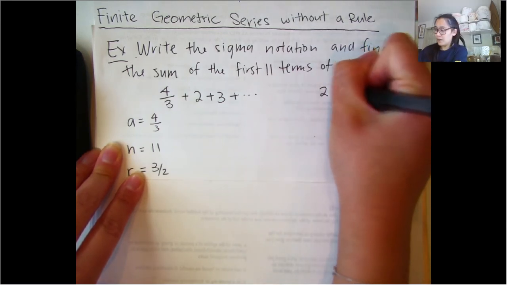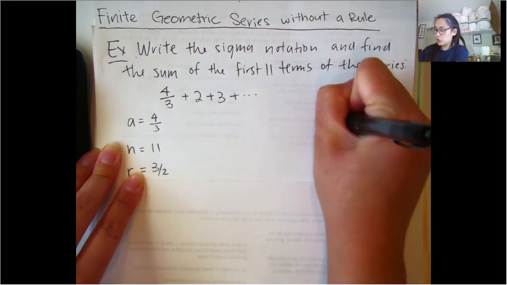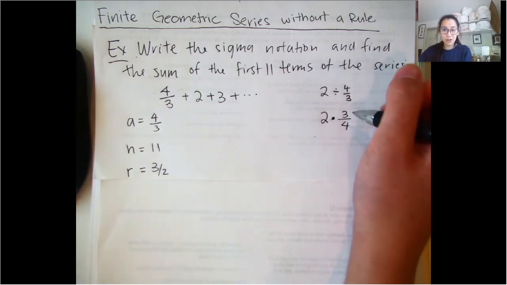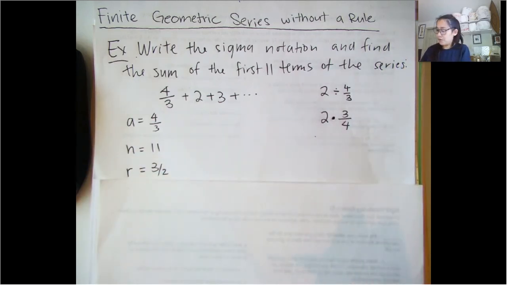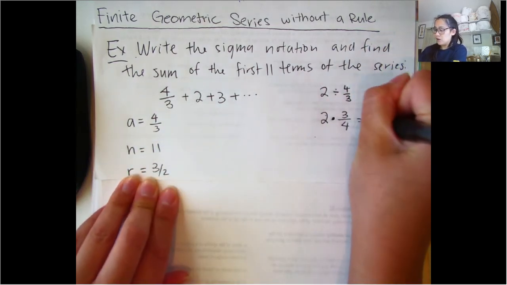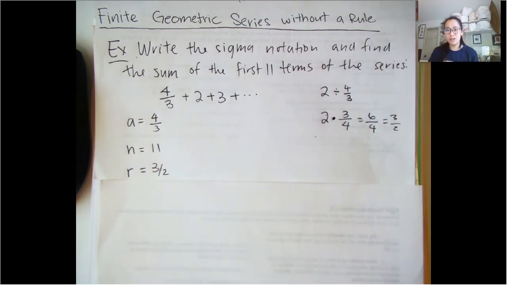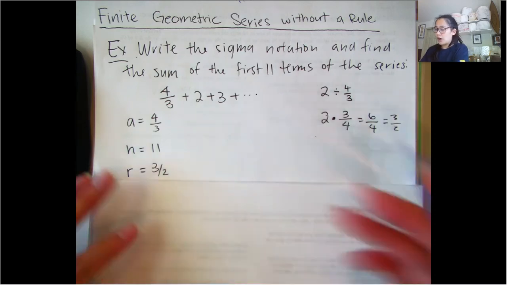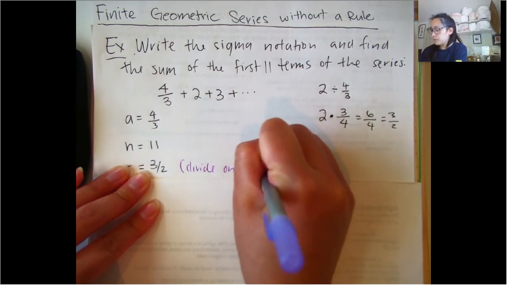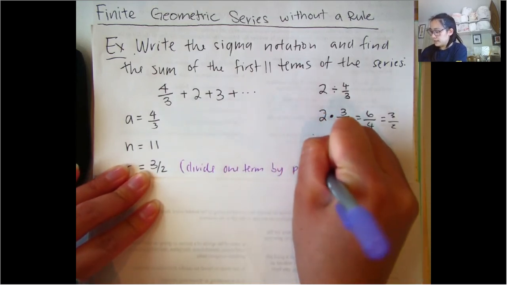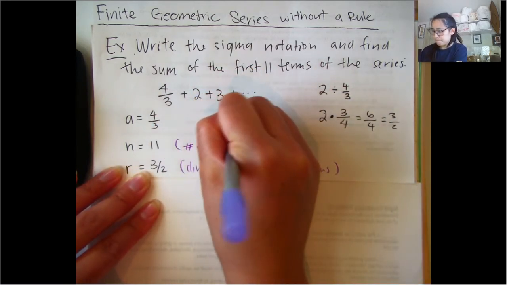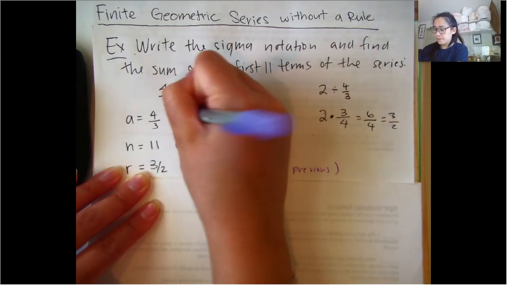So we do 2 divided by 4/3, which is the same as 2 times 3/4, because when we divide, we multiply by the reciprocal. And then 2 times 3/4 is 6/4. And 6/4 is the same as 3 halves. So 6/4 equals 3 halves. So that is, in fact, our common ratio. Just a reiteration, for our common ratio, divide one term by the previous. This one is the number of terms, and this is the first term.